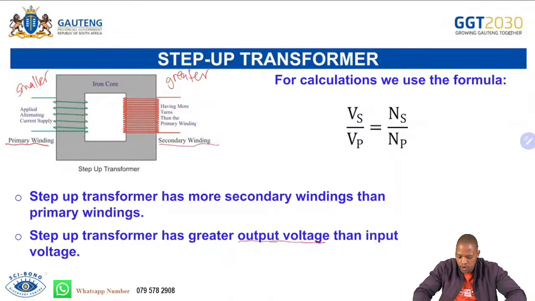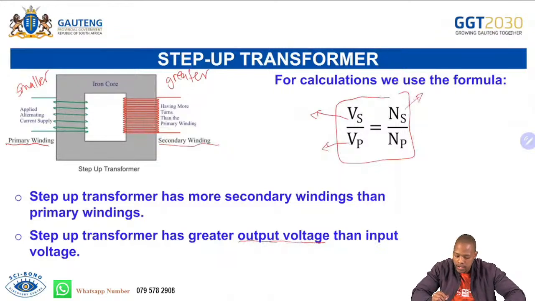And if asked, because we could be asked to do some calculations of either the input voltage, the output voltage, the primary windings or the secondary windings, this is the formula that we have to use, where Vs stands for secondary voltage, the voltage in the secondary windings, Vp stands for primary voltage, Ns stands for secondary windings, and Np stands for primary windings. So that's a step-up transformer in detail, and that is actually all that we need to know when it comes to a step-up transformer.